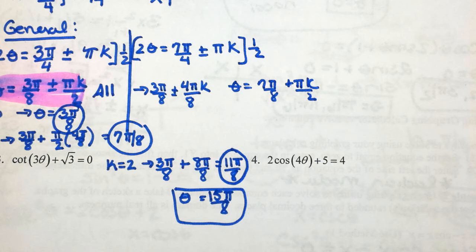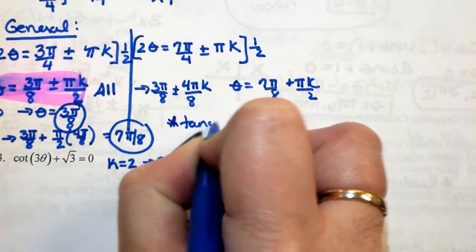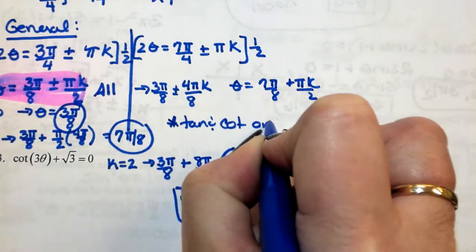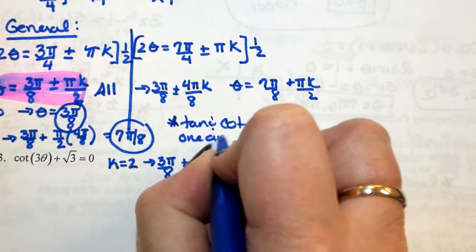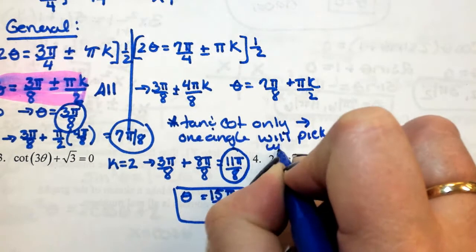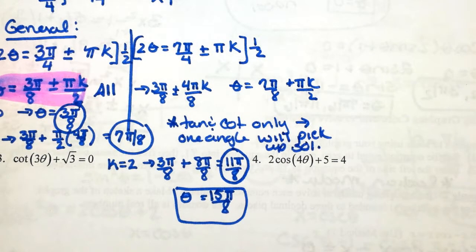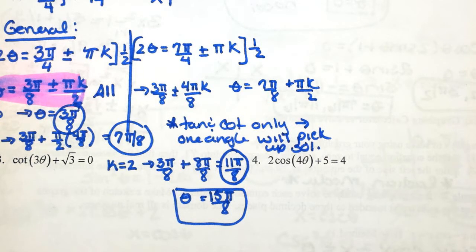Yes. With tangent and cotangent, the nice thing is, this is for tangent and cotangent only, because the period is pi, one angle will pick up all solutions. In other words, you don't have to go through the process like we just did with both angles. Unfortunately, the other 4 trig functions don't work that way. You'll have to do both. Okay? So you have 4 answers here.